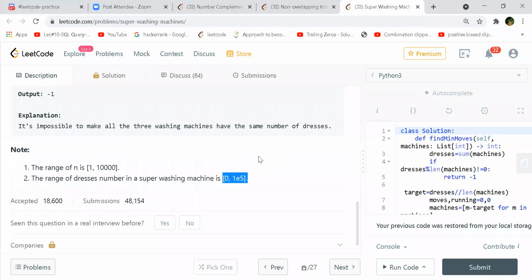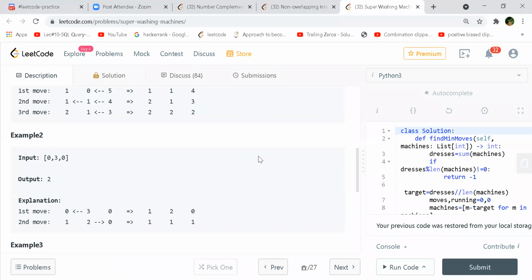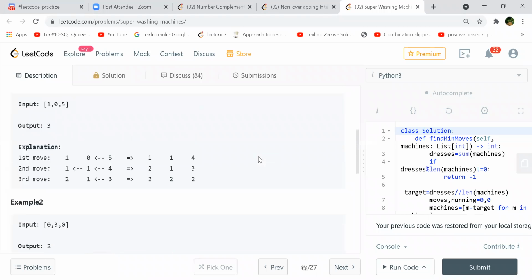Okay, so how do we go about this? I think what you told first, the case where the number of dresses should be equally divisible by the size of the array. That's an early exit condition, or maybe a corner case.